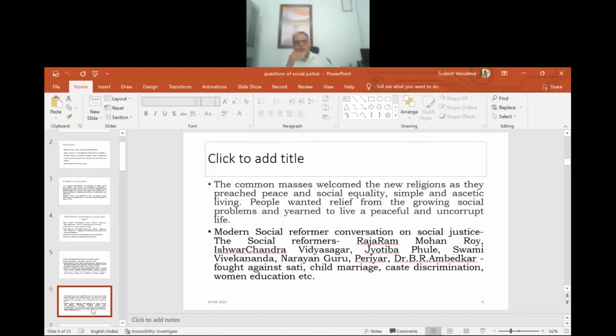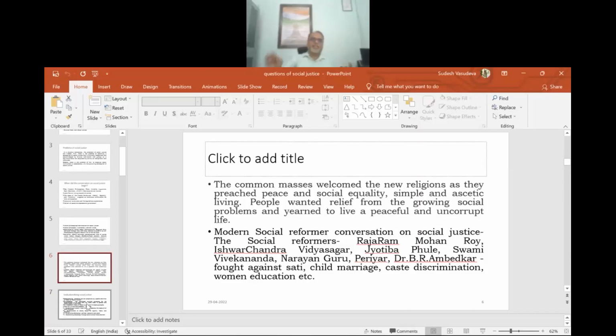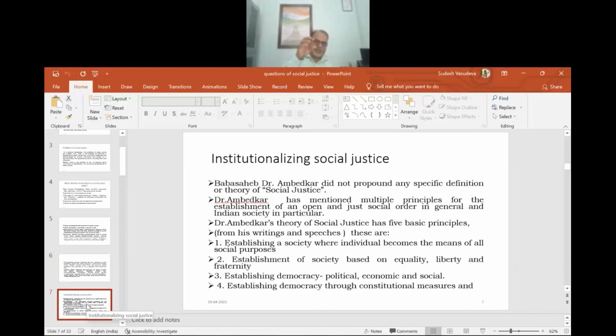So each one of them was influenced by the kind of education that they received. So I have to say here that education played an important part in contributing to the Indian concept of social justice. The credit of putting it in an institutional format, the format of institutional justice, goes to Dr. Babasaheb Ambedkar. Of course, he did not propound any specific theory of social justice, but from his writings, we can say that he was in favor of establishing an open and a just social order.